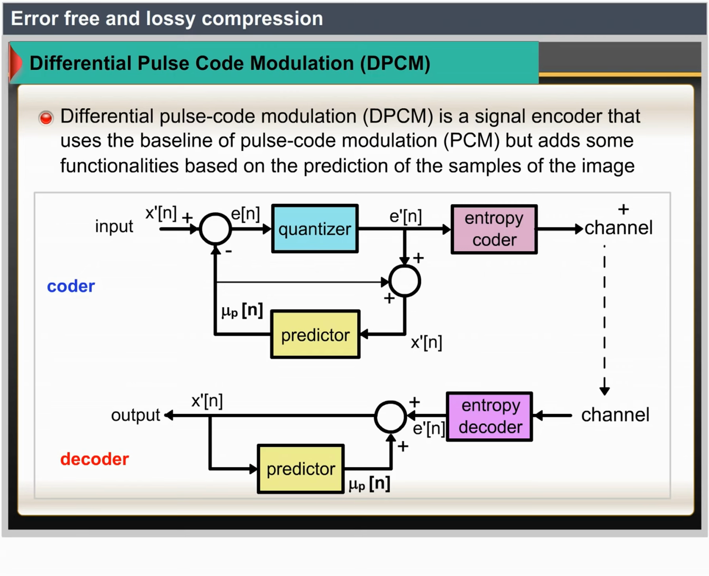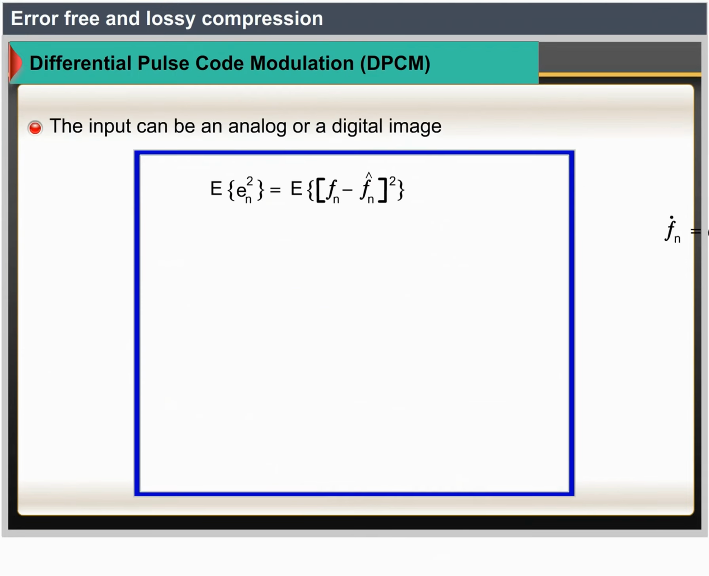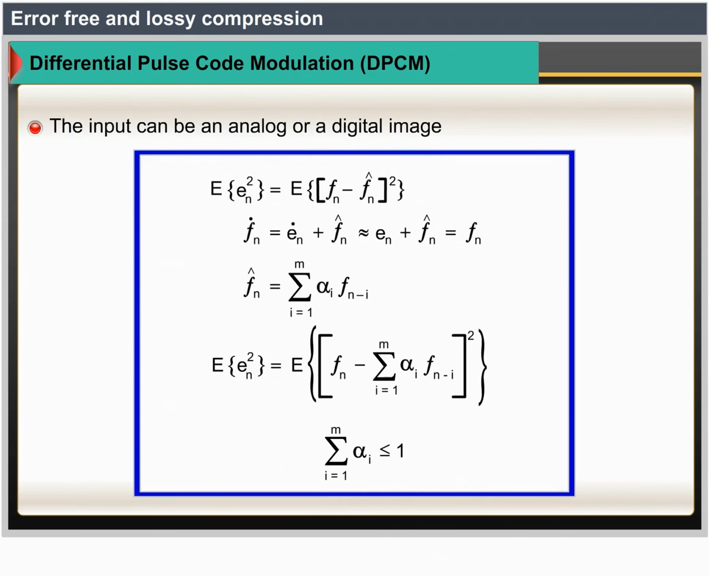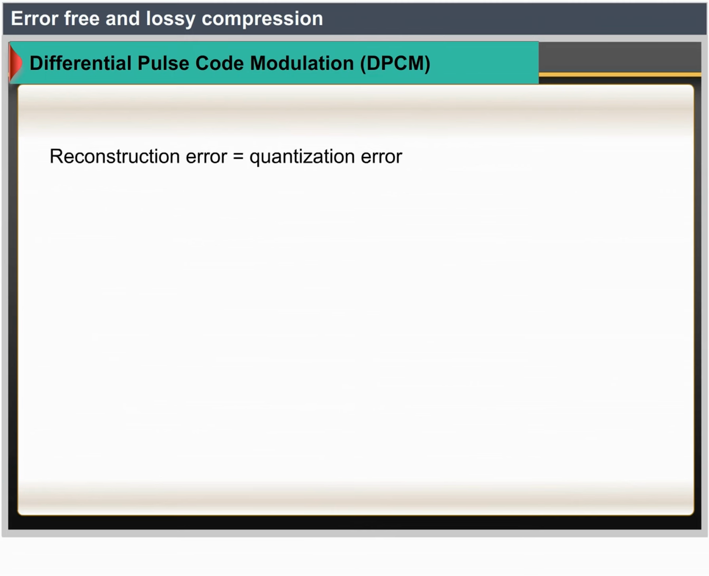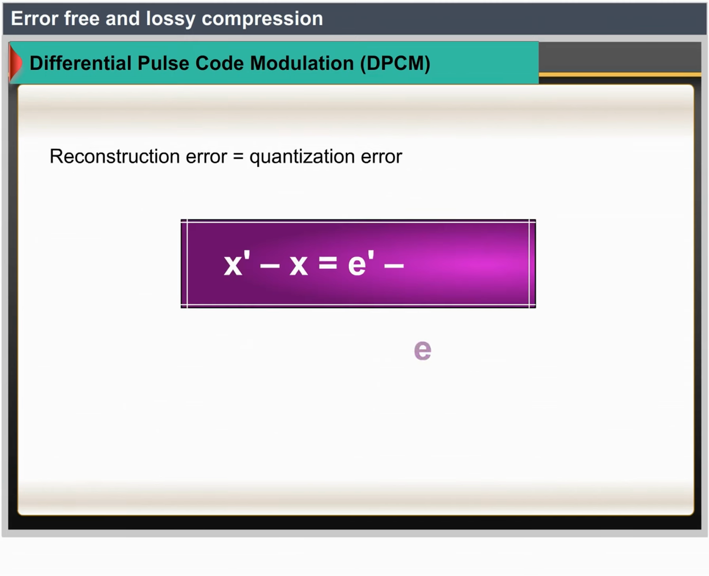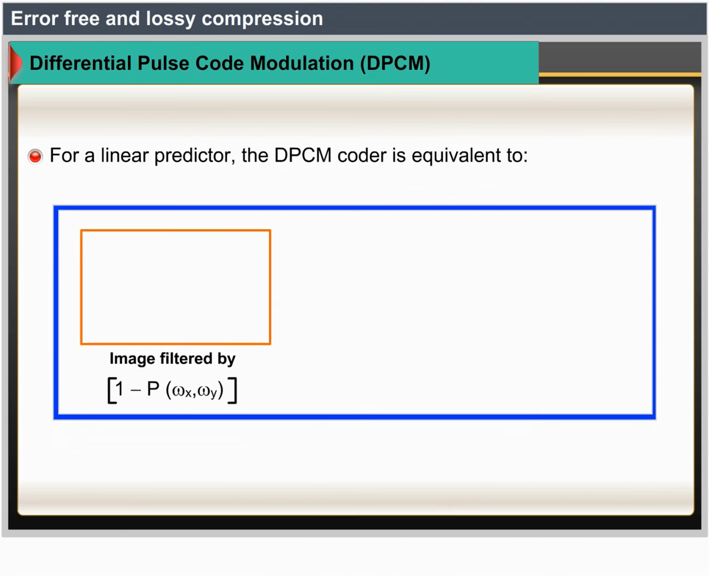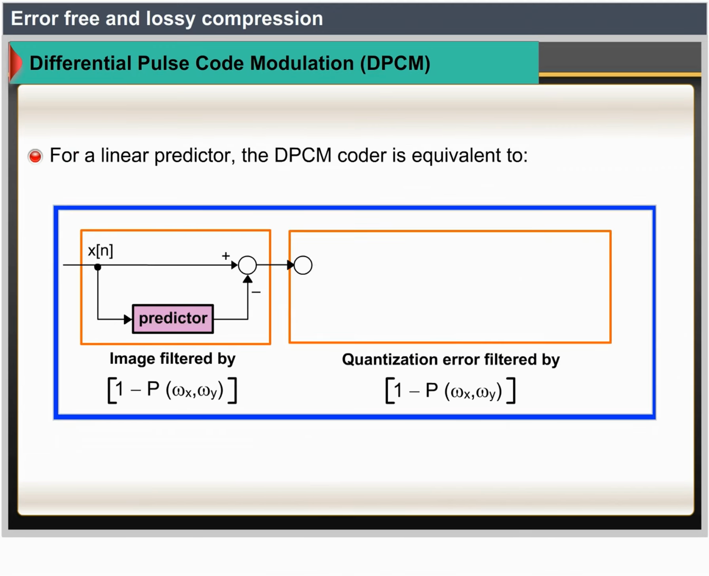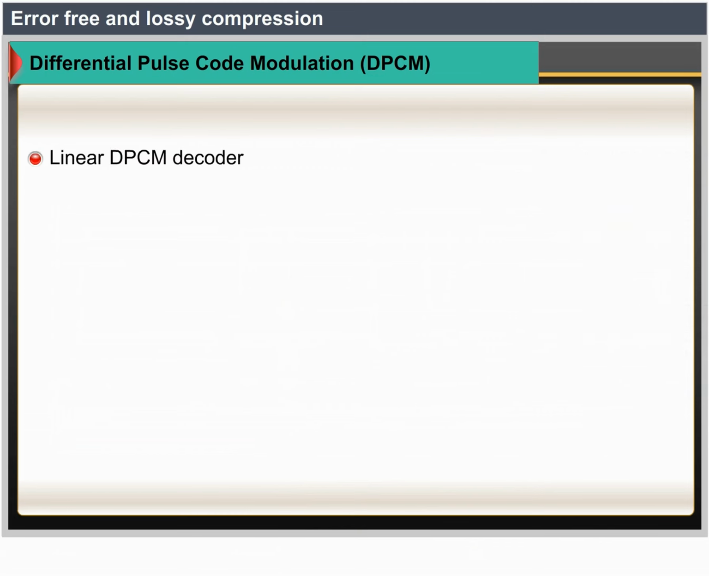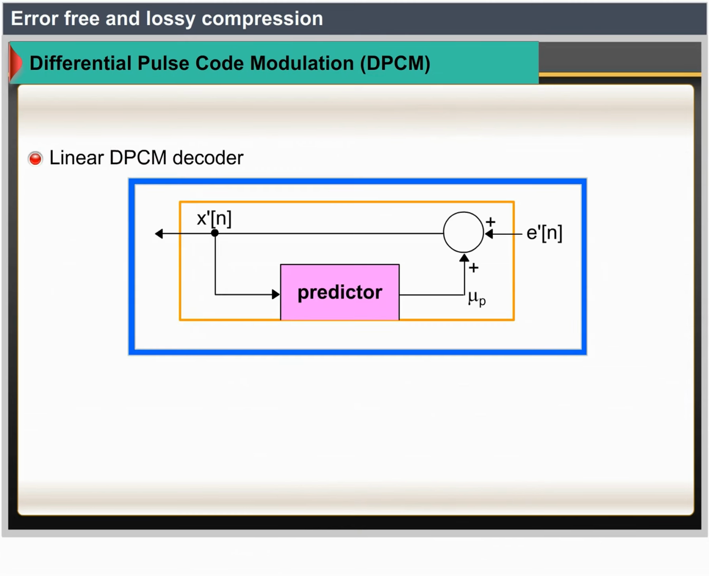The encoder and decoder block diagrams for the differential pulse code modulation are shown. The input can be an analog or a digital image. The reconstruction error equals quantization error. The concerned equation is shown. For a linear predictor, the DPCM coder is equivalent to the linear DPCM decoder, thus the error is filtered by 1 divided by 1 minus P of Wx, Wy.